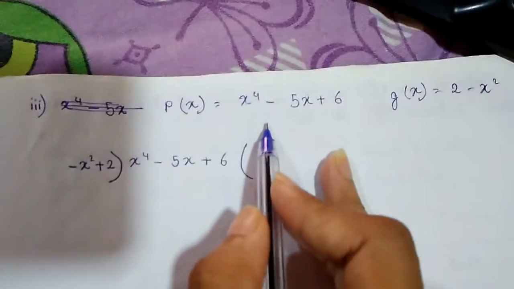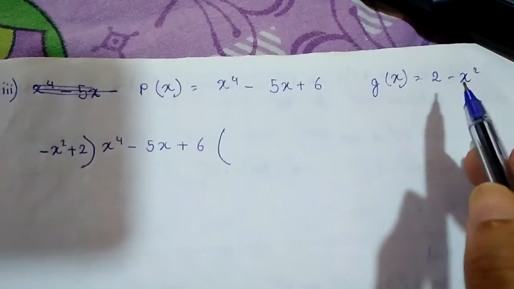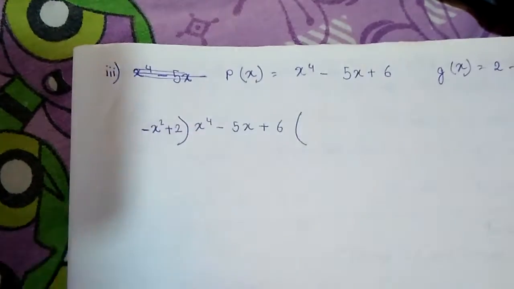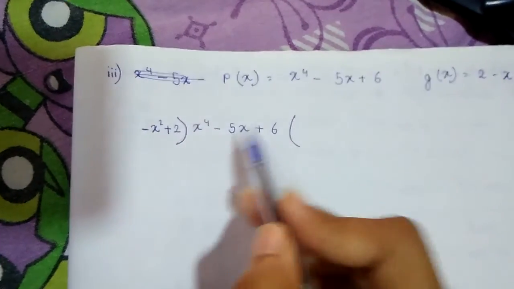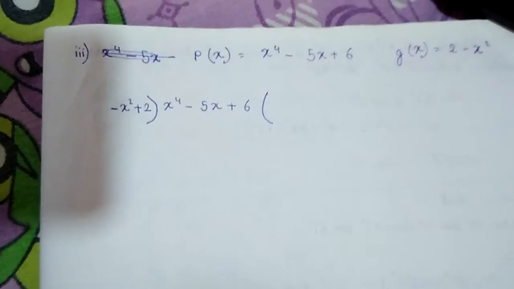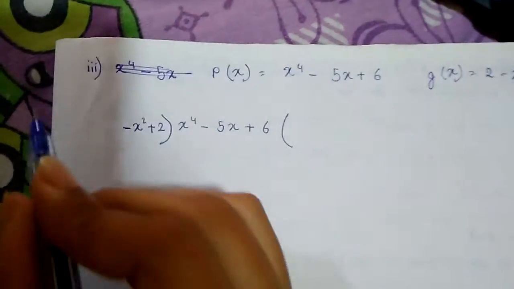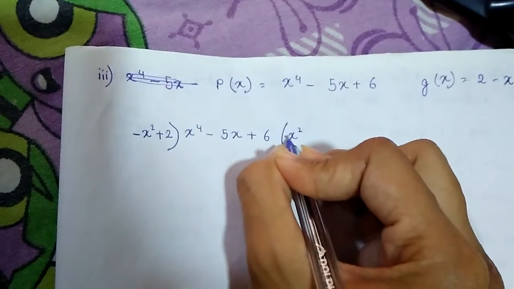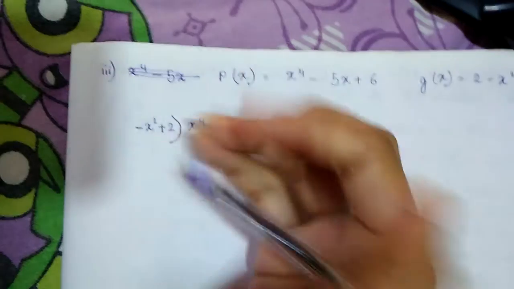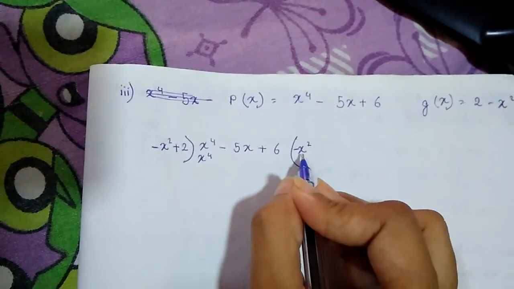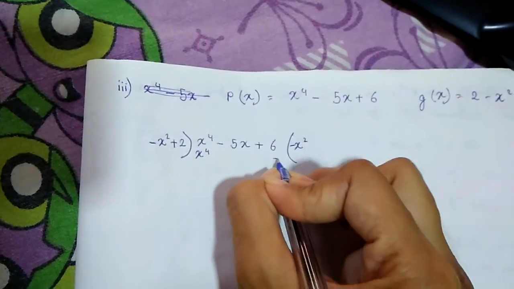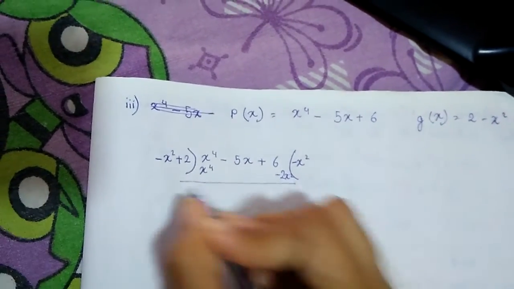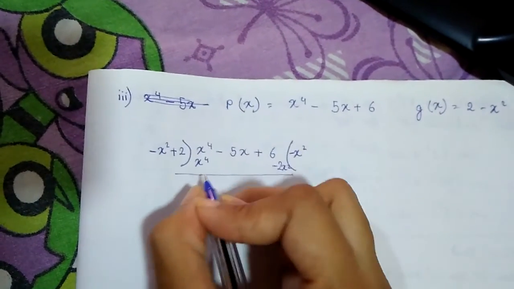For this question, p(x) is x to the power 4 minus 5x plus 6 and g(x) is 2 minus x square. Now we have just converted it to minus x square plus 2 and x to the power 4 minus 5x plus 6. You can write it 2 minus x square, but in that case you have to think twice before multiplying. That's why we do it that way. Now x to the power 4, it is plus, so we have to keep minus x square. Minus x square and minus x square will become x to the power 4. And 2 into minus x square will become minus 2x square. See, which term is not here, we will not write it with it and we will give some separate space for it.